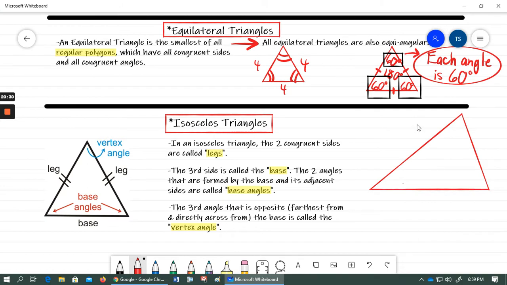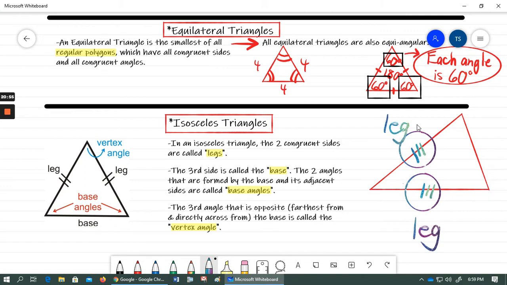Okay. Like I said, folks, it does not have to be the side that is at the bottom. It just depends on where your two congruent sides are for an isosceles triangle. But again, folks, you see right here, if these are the two congruent sides for this isosceles triangle, that means that these two sides are technically the legs, right? Leg and a leg.